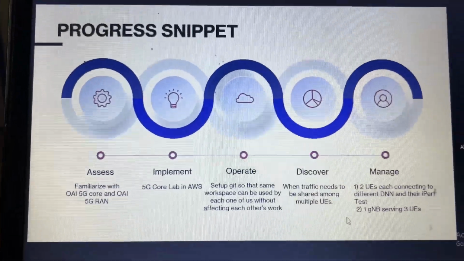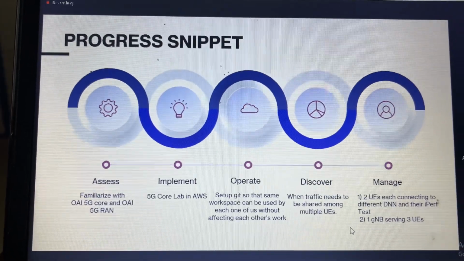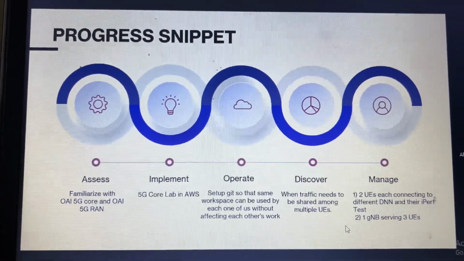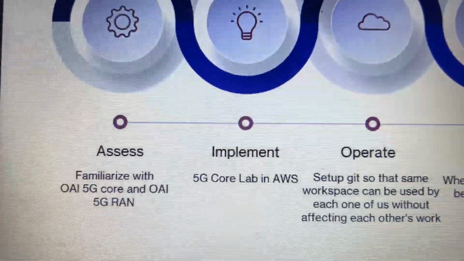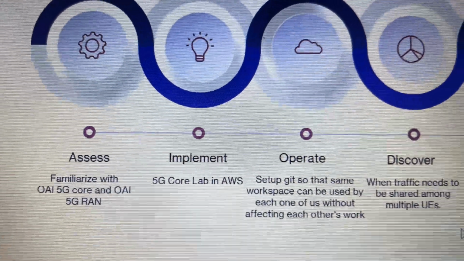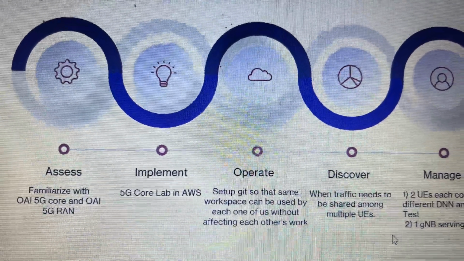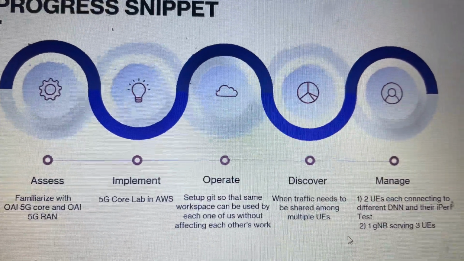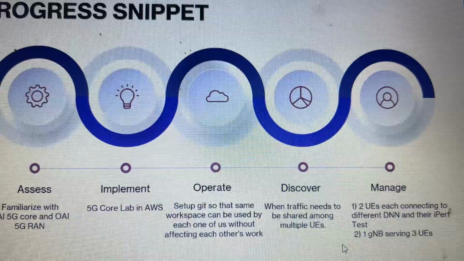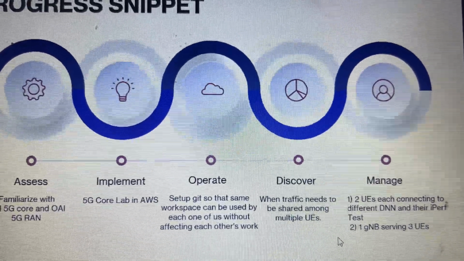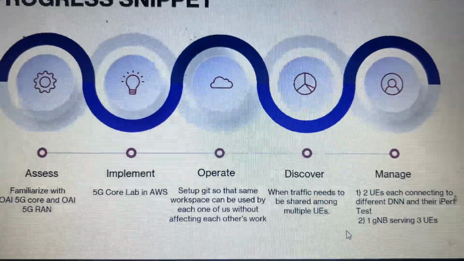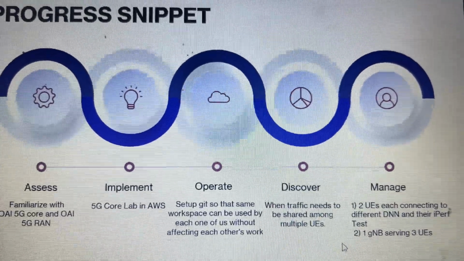So, this is the progress snippet at a high level. The first thing that we did to familiarize ourselves with the OpenAirInterface 5G core and lab was to set up our own lab in an AWS EC2 instance. The reason is that we get some benefits. First of all, the server is in the cloud, so the setup can be shared with the team members. Secondly, it's a dedicated lab for the team now, so there is no access issue.